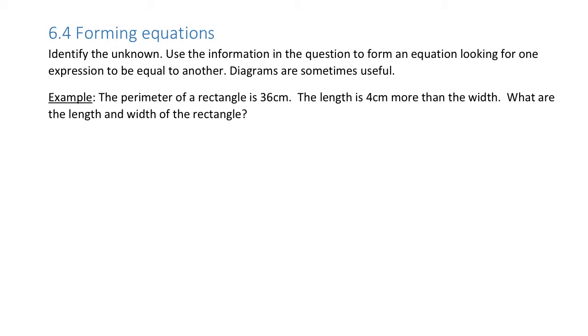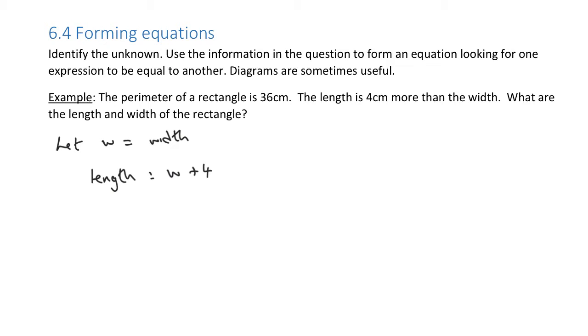So in this example, we've got the perimeter of a rectangle is 36. The length is 4 centimeters more than the width. What are the length and the width of this? So what I'm going to do is say let W equal the width. So that's going to be my variable. And then the length we know is 4 centimeters more than the width. So that means the length is going to be W plus 4.